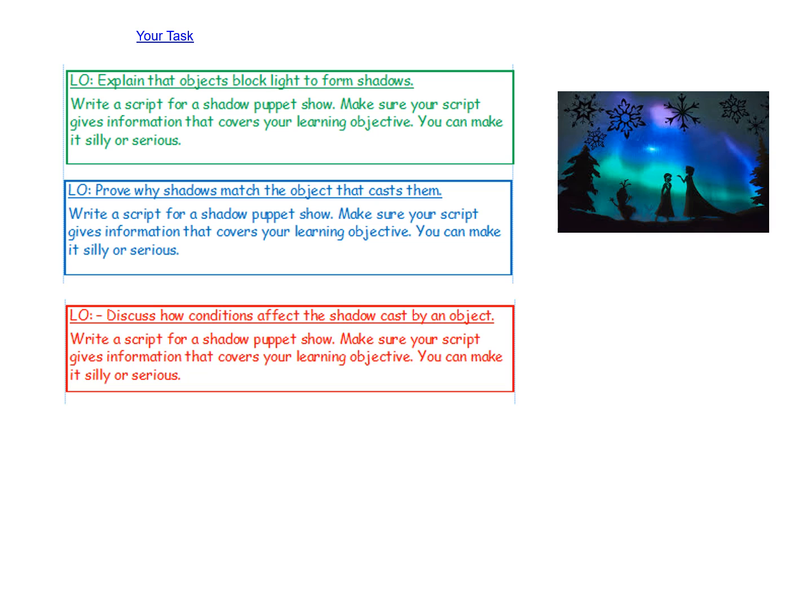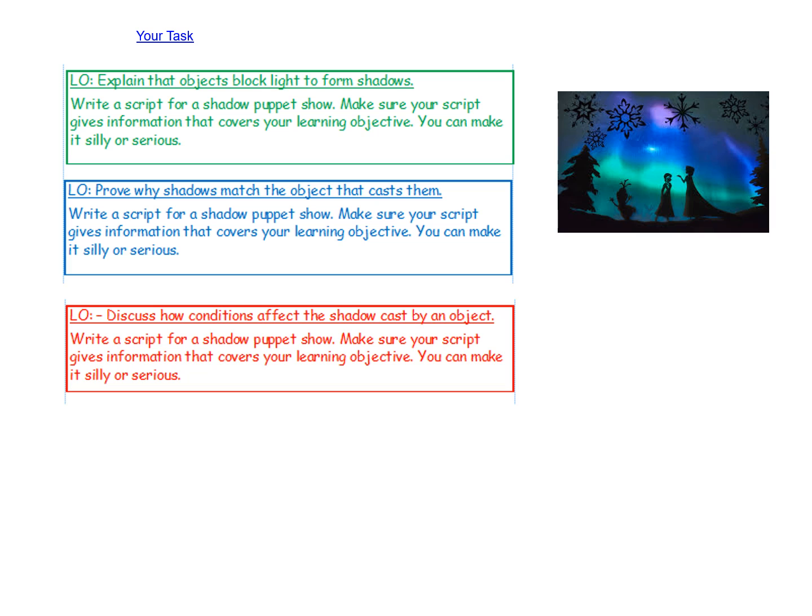And then Reds, again, if you can't write a script for this puppet show, you could just write a detailed explanation, all right, about how conditions affect the shadow. You could even do a table of results. What objects, what are the best conditions, how did you work that out? You could make a prediction. You could create a full science experiment. So you create a prediction.